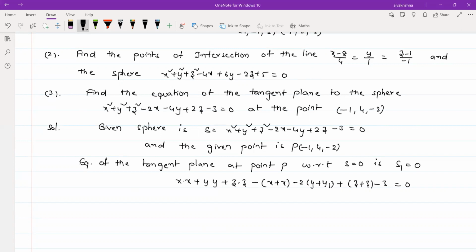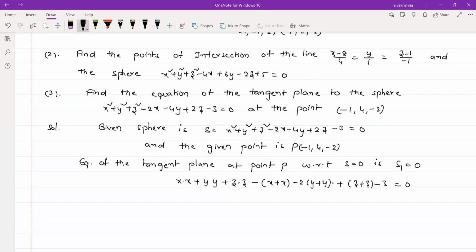And since we are having the coefficient of x as minus 2, we can write minus of x plus x. Minus of x plus x is nothing but minus 2x. Similarly, minus 4y can be written as minus 2 into y plus y. So this is y, not y1. First we have to write y itself. So minus of minus 2 into y plus y, that is minus 4y. And plus 2z can be written as plus of z plus z.